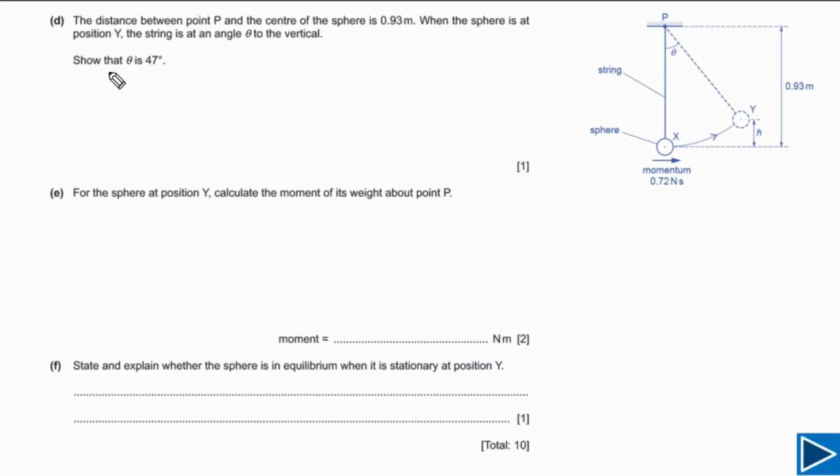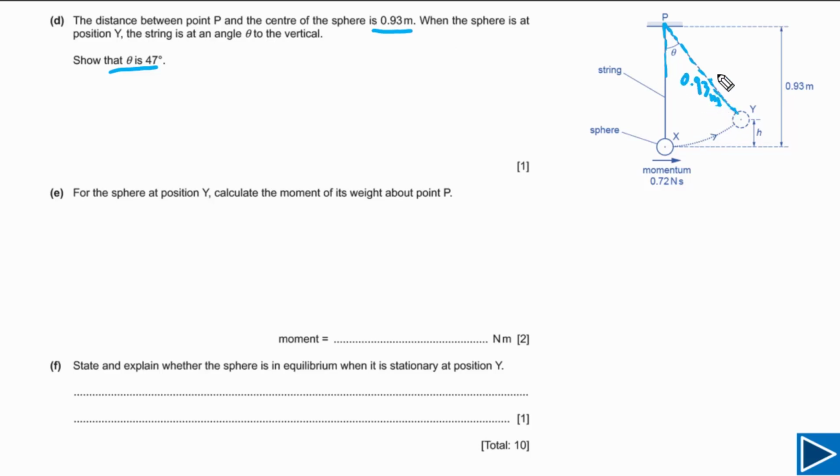For part D, we need to show that theta is 47 degrees, and theta is the angle of the string with the vertical. So the string is at this position. Now this is the string, and this is vertical, and theta is the angle between the string and the vertical. We need to find out its value. The length of the string is given in the question. This is 0.93. So the length of the string, we can simply write down.